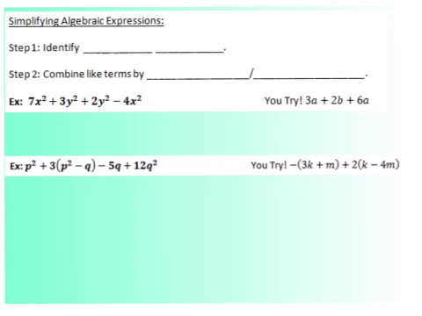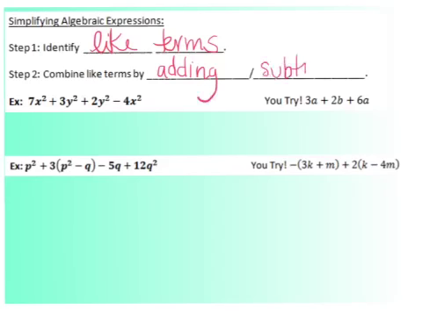Alright, so let's simplify algebraic expressions. So our first step is to identify like terms. And our step 2 is to combine those like terms by either adding or subtracting. Now before you can actually combine like terms by addition or subtraction, you might have to use some of the properties like distribution.